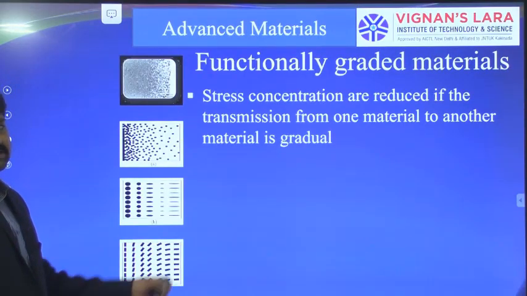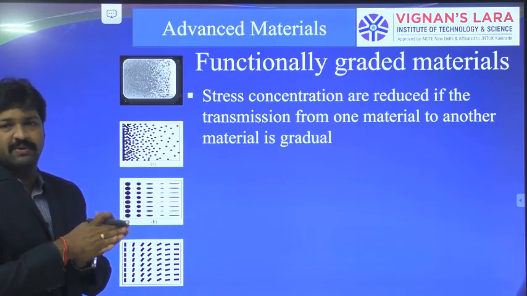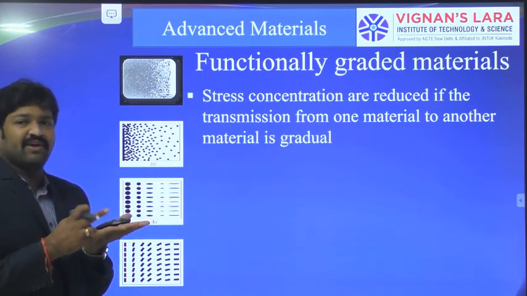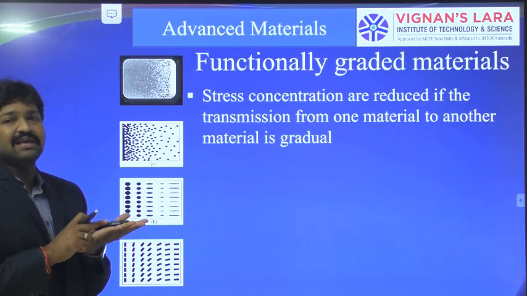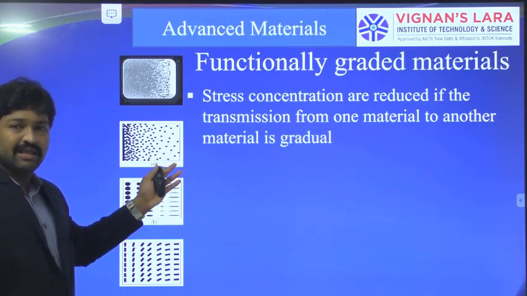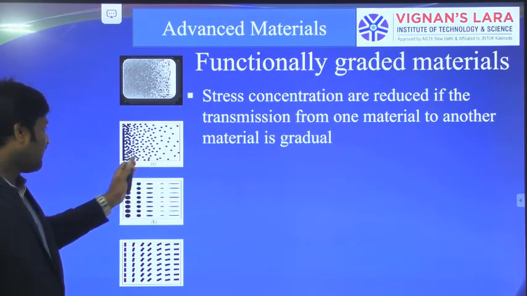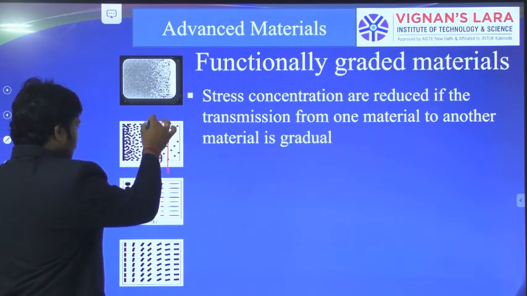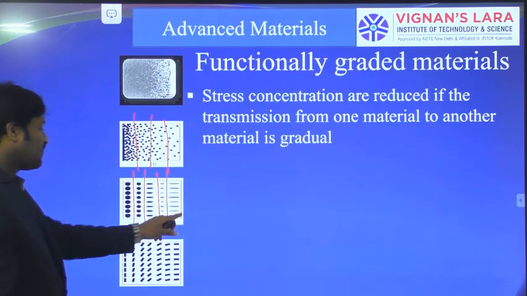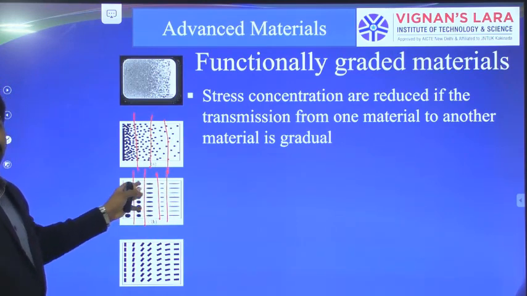Next, stress concentrations. As we discussed, in a regular composite material, two materials are joined together. One material tends to move, whereas the other material is not allowing it to move, so stresses will be developed. Whereas here, it is allowing movement, and the thermal expansion or the interface is changing gradually. From one portion to another, the composition is varying from one location to another, so that the stresses will be reduced.